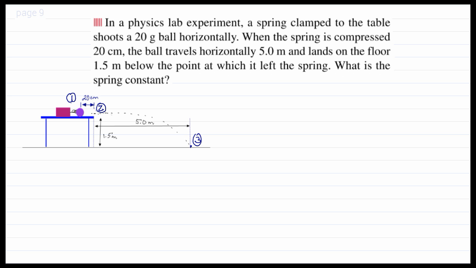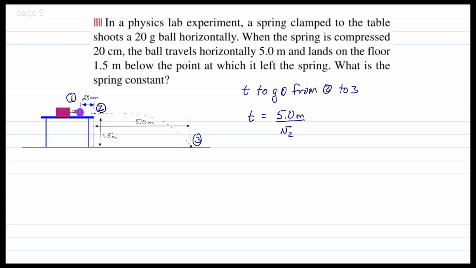So time to go from 2 to 3. Well, we know it travels a distance of 5 meters in the horizontal direction, so time is distance, which is 5 meters, over the horizontal speed that the ball is going at position 2. Remember, this is a projectile once it leaves the table, so its horizontal speed is constant. So the horizontal speed at 2 is going to be the same at 3. So this is a representation of the time it takes to do that.